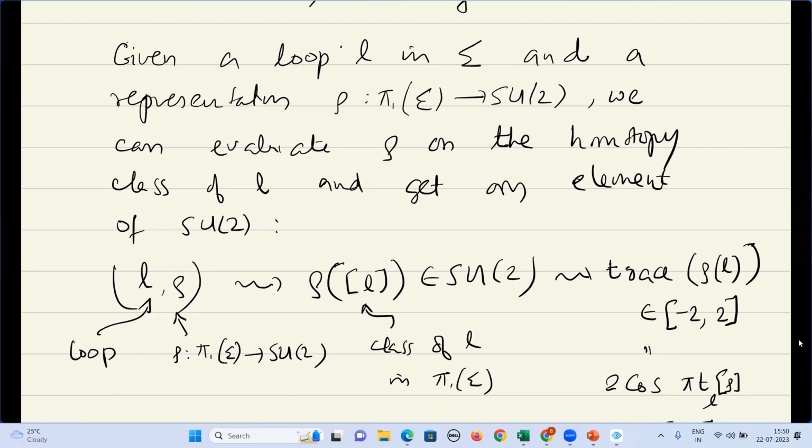Now, it is also clear that if I take 2 homotopic loops, they are going to give the same element of the fundamental group, so they give the same function. And contractible loops will give the constant function 0, because the contractible loop, if I evaluate it on any representation, will give the identity 2 by 2 matrix. Its trace is 2, and that corresponds to t equal to 0.